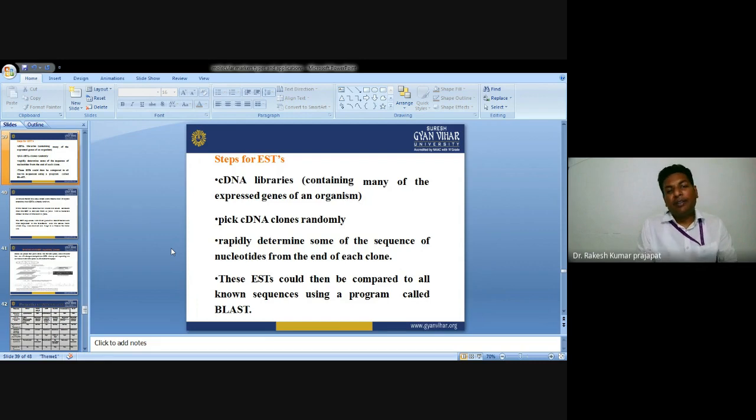How can we identify ESTs? We screen cDNA libraries, which contain many of the expressed genes. Pick the cDNA clones randomly, and rapidly determine some of the nucleotide sequence from the end of each clone. These ESTs can then be compared to all known sequences using a program called BLAST.